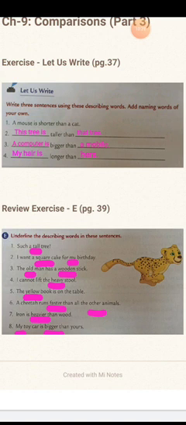So that's all for today, children. Do these two exercises in your copy neatly and read the sentences as many number of times as you can. Take care.